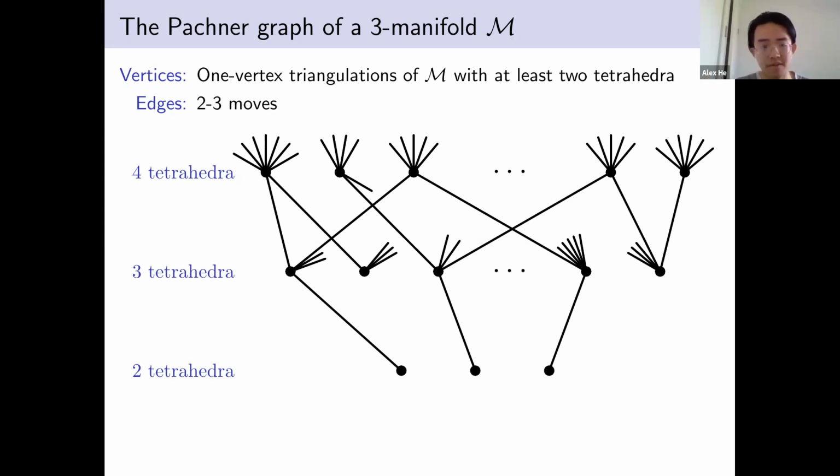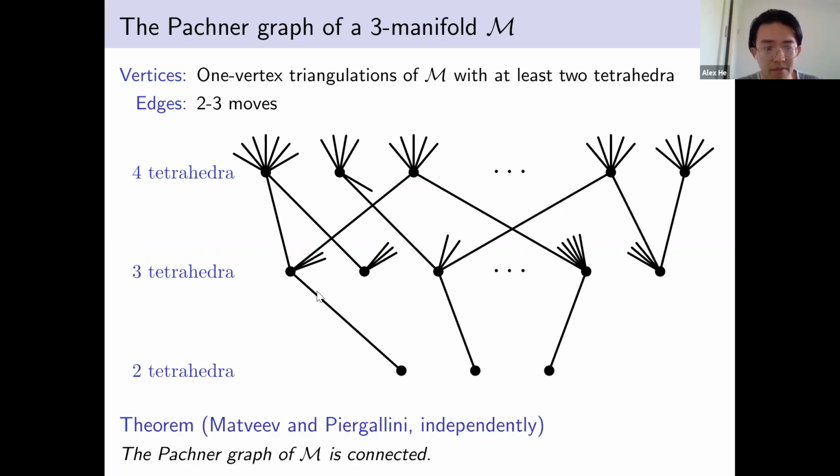And the theorem, which goes back to, I guess in the scale of things it's not old, but it's okay, is due to Matveev and Piergallini. Basically, if I give you any three-manifold, maybe I should say closed three-manifold, there are more general versions of this theorem, but let's say closed three-manifold, then its Pachner graph, this graph that I've told you about, is actually connected. So you can get between any two triangulations of your three-manifold via 2-3 and 3-2 moves.